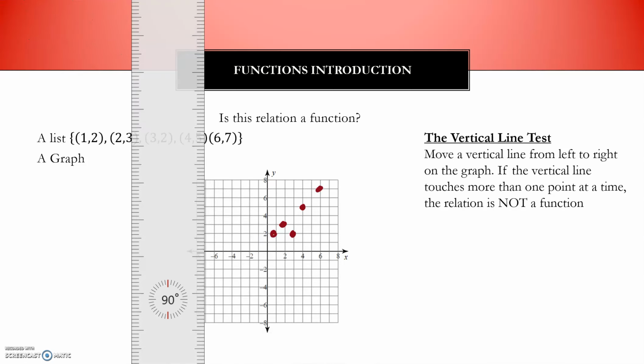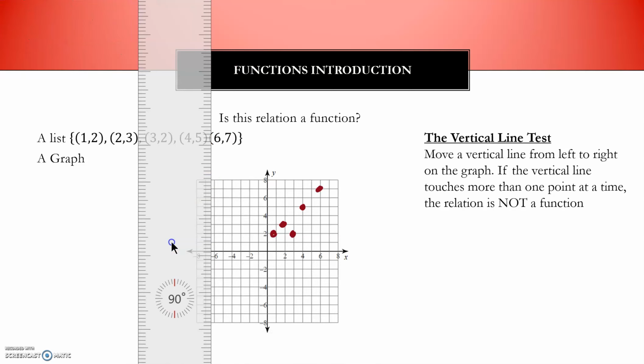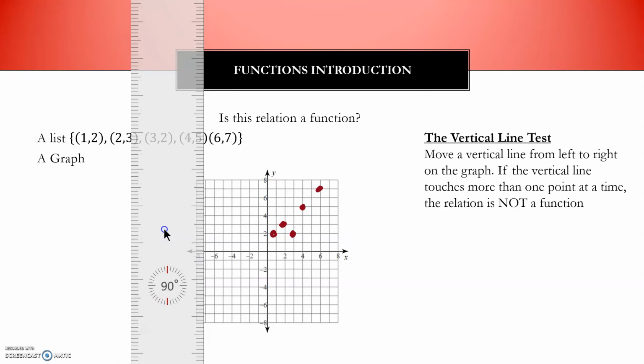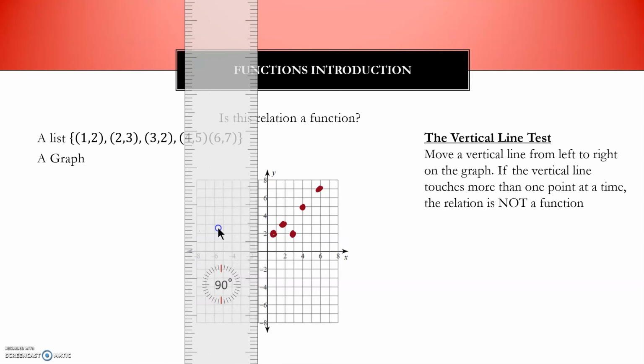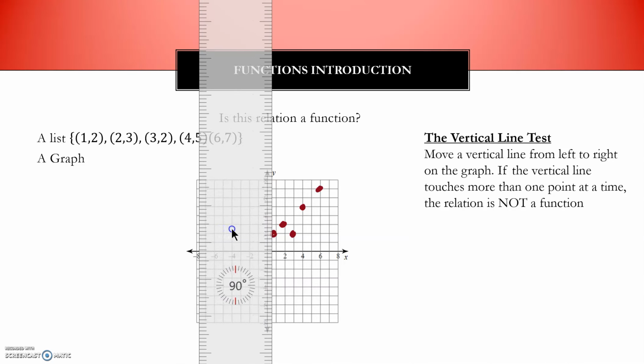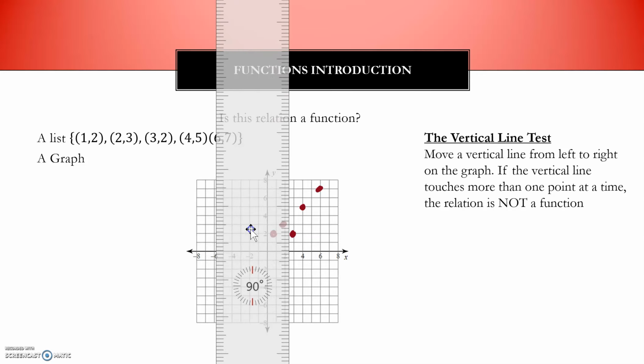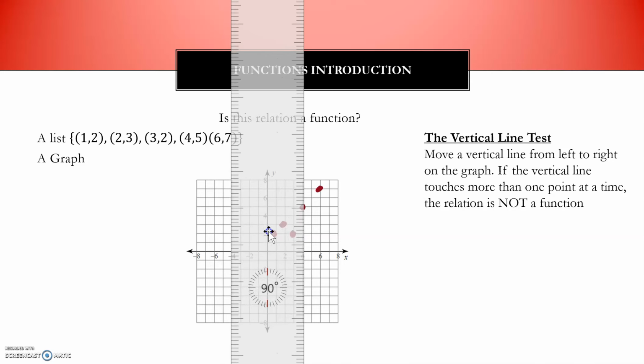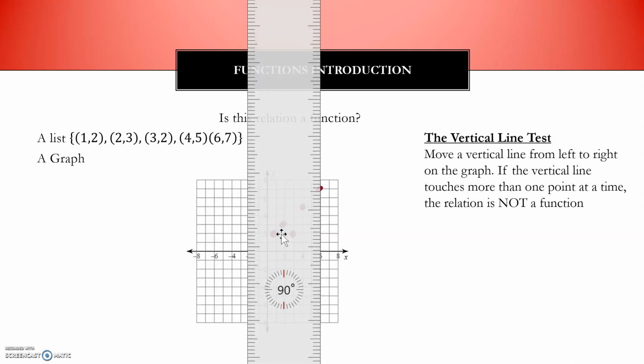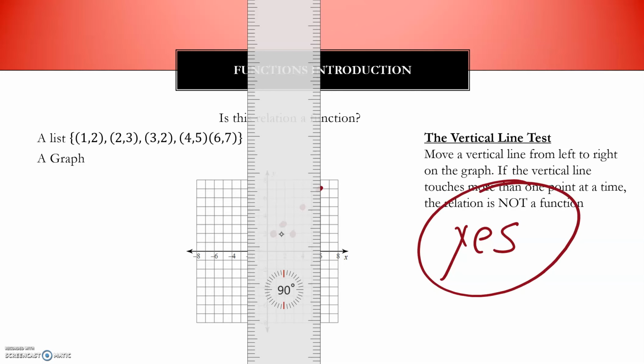And what you do is you're going to start at the edge of the graph. And you're going to take your vertical line, your ruler, and you're going to move it from left to right across the graph. I'm just going quickly on the left because there's no points over there. And when you hit each point, you're going to look to make sure that that vertical line only touches one point at a time. So 1 point, 1 point, 1 point, 1 point, 1 point. That vertical line never touched more than 1 point at a time. It passes the test. This is a function. And again, we already knew that.